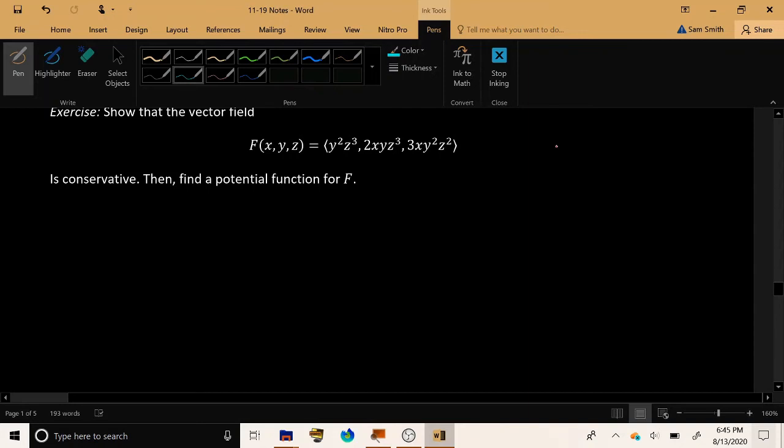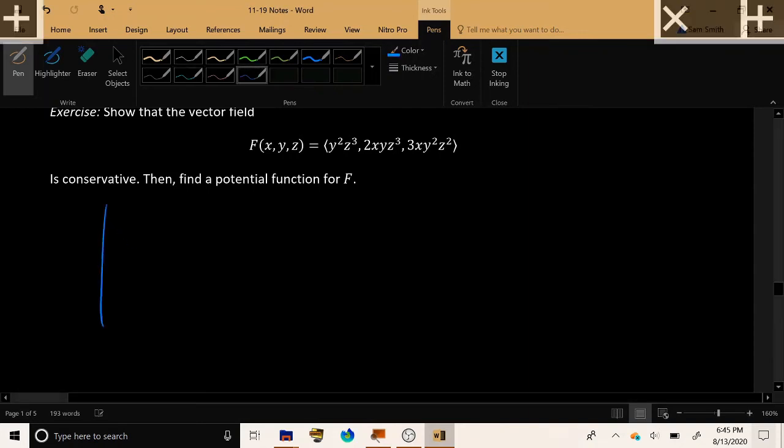So let's get started. So we have the matrix with i, j, k in the first column. We have our partials in the second column.